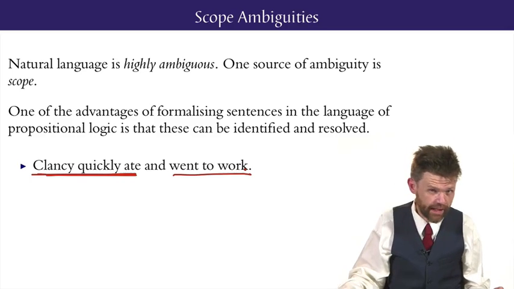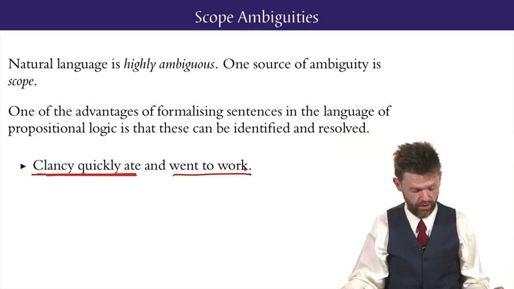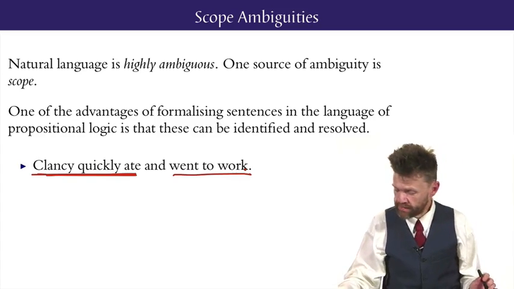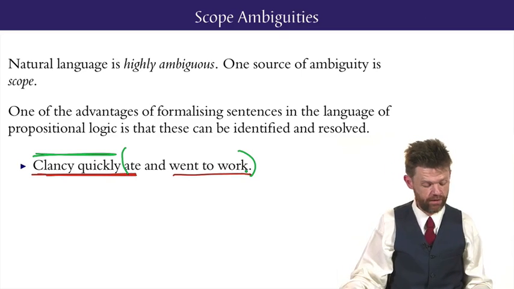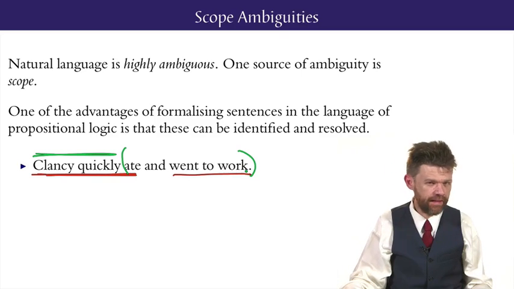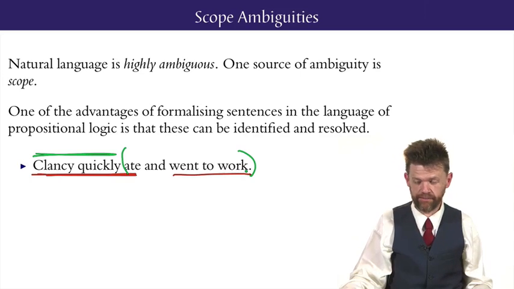So she quickly ate and she went to work. Or we might say Clancy quickly did these two things. She ate and went to work. The sentence in English, Clancy quickly ate and went to work, is ambiguous between those two things.